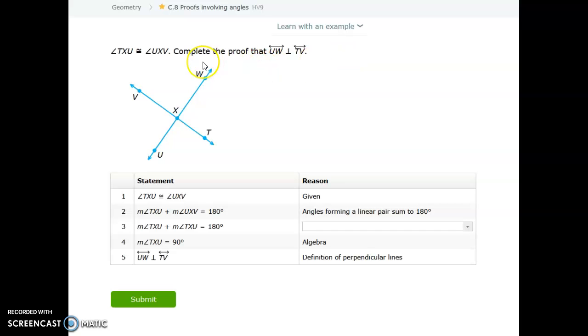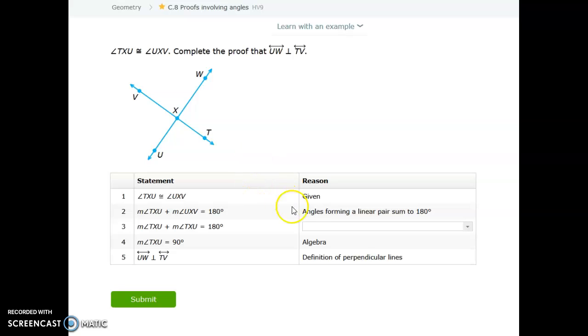So the first one says angle TXU is congruent to angle UXV. Complete the proof that the lines UW and TV are perpendicular. This symbol right here that looks like an upside down T means perpendicular. Okay, so let's take a look at the proof.